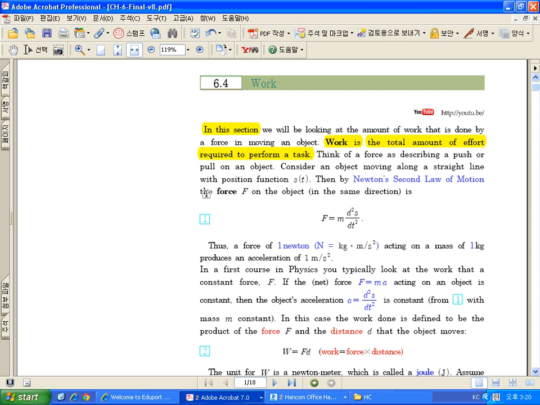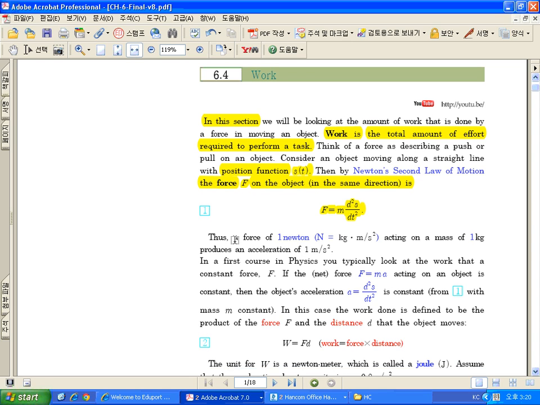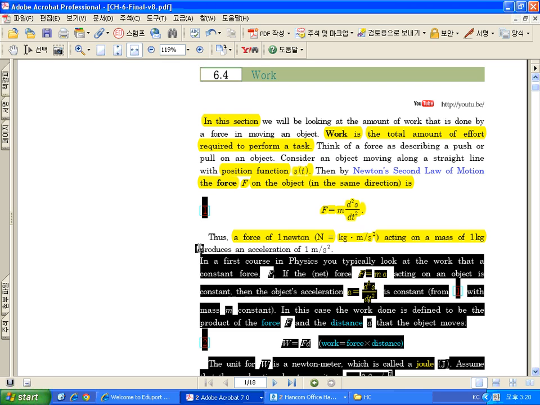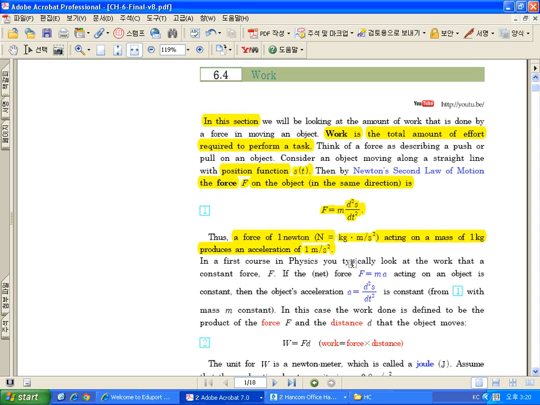The force F on the object can be written as m times the second derivative of s, which is the position function. A force of 1 Newton acting on a mass of 1 kilogram produces an acceleration of 1 meter per second squared.